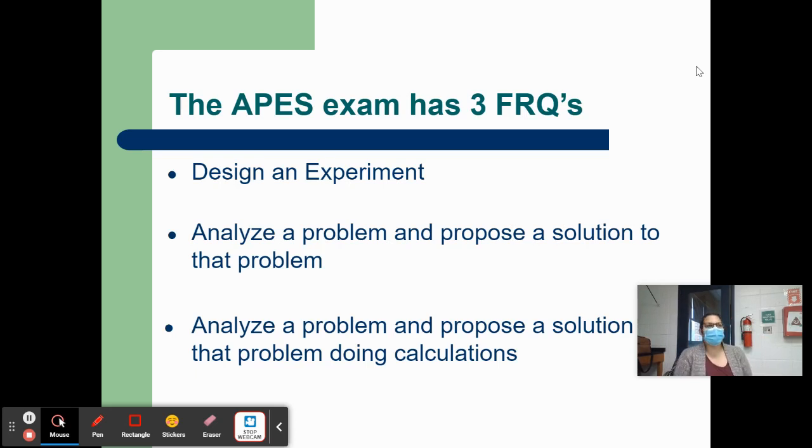Right? It's 80 questions, multiple choice, and then 3 free response questions. The 3 free response questions are design an experiment, which we're going to do a whole other day on, analyze a problem and propose a solution to that problem, and analyze a problem, propose a solution to that problem using calculations.